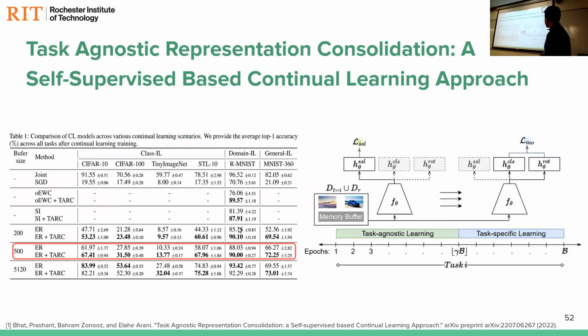Just by doing that, they show their method, which is called TARC, if you pair that with some experience replay methods, you can get a really big boost in performance compared to not doing that, so if you use the normal experience replay method. And they try that on different datasets, and not only in class incremental learning, which is what I have been talking about, but also in other tasks like domain incremental learning.